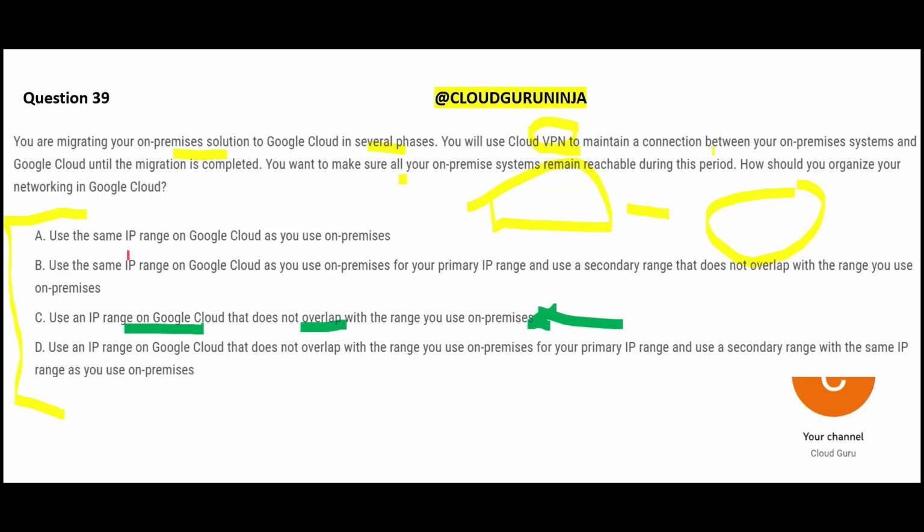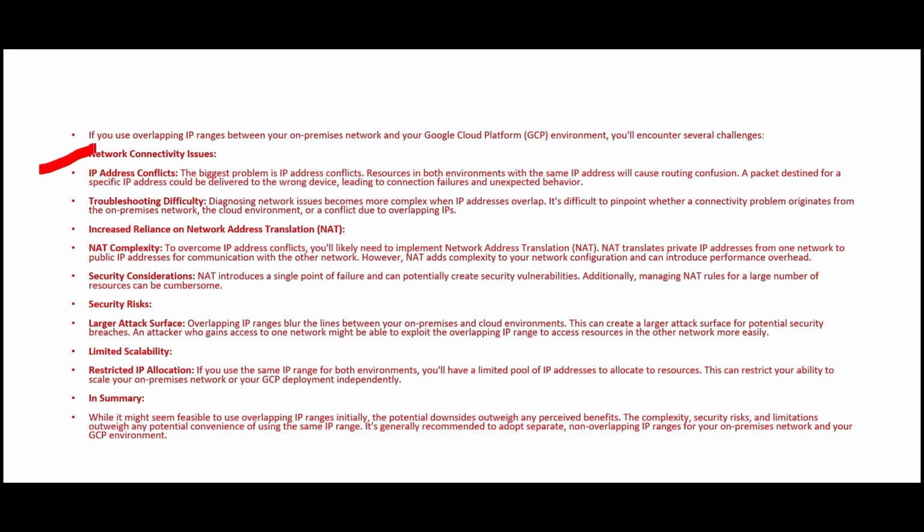But option A says we use the same IP range as on-premises. Option A is wrong, because if you do this, there will be IP address conflict. And option B says that we use the on-premises primary range and use a secondary range that does not overlap. But why do you use a range which overlaps for the primary IP range? If you use overlapping ranges, there will be network connectivity issues, IP address conflicts, difficulty in troubleshooting, and NAT complexity will be required. It will increase security risk, a larger attack surface will be there. So these are all the limitations, and scalability with restricted IP allocation becomes difficult.